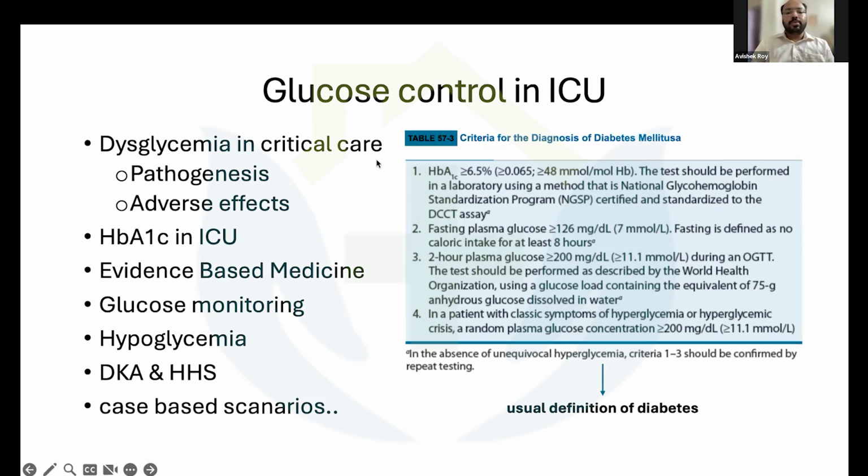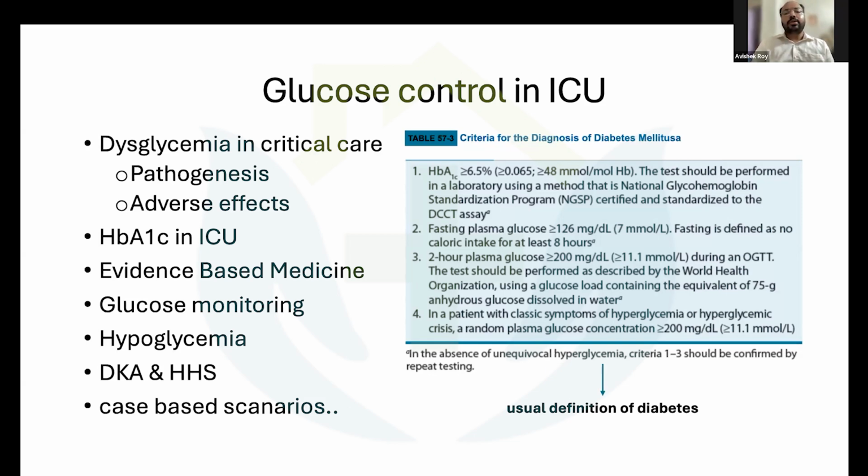Next we'll discuss the use of HbA1c and the evidence supporting what we are telling. What is glucose monitoring in ICU? Then management of diabetic emergencies, namely hypoglycemia, DKA, and HHS, and some question answers.